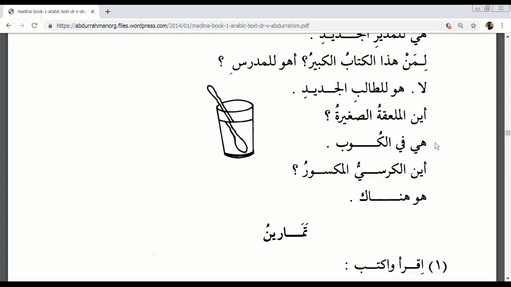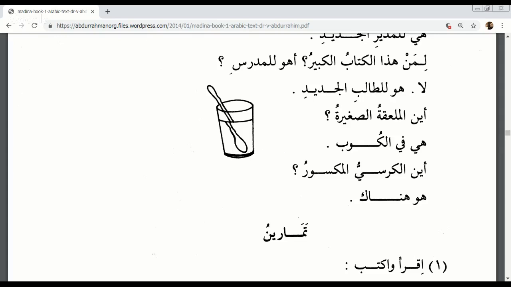Next line. في الكوب. It is in the cup, the glass. Usually koob means cup. I usually translate it to mean cup. Okay, good. And the next one. Go ahead, Aisha. أين الكرسي المكسور. Where is the broken chair? Very good.